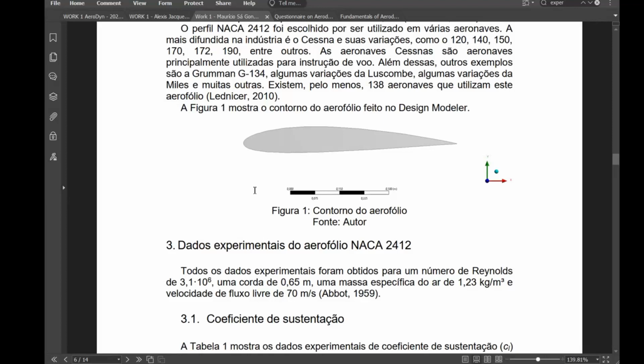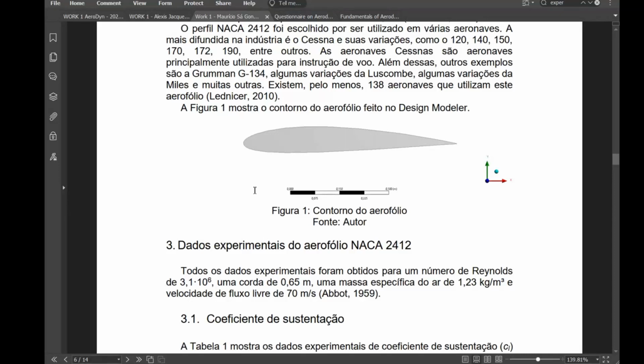So I prefer to see this image, figure 1, just to confirm if the airfoil appears as it should, if it doesn't have sharp edges, if it doesn't have visible edges. For example, here it looks smooth, right? If it's smooth on its leading edge, very important.